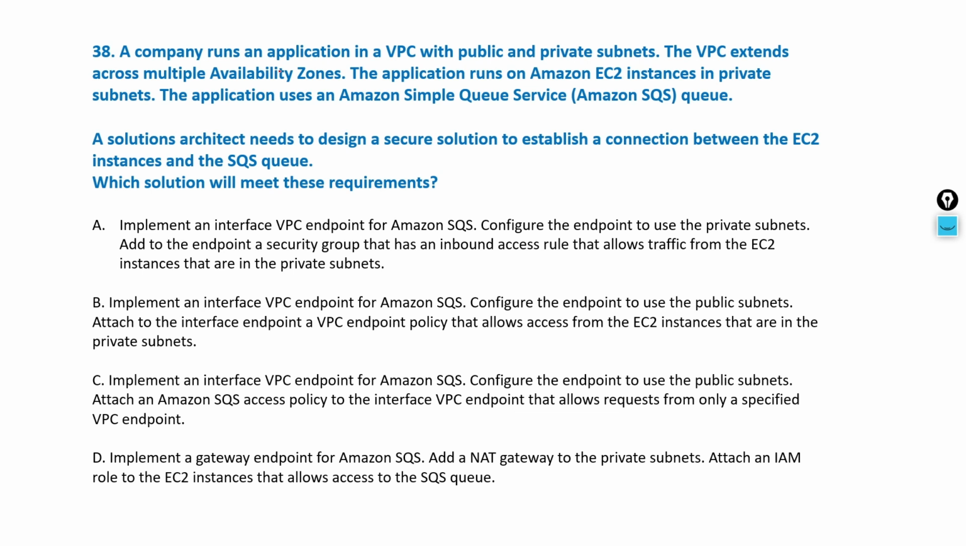Let's go to option 1. Implement the interface VPC endpoint for SQS and configure the endpoint in the private subnet. Okay, see guys, we don't need to go through every option. I will help you. Option D says implement the gateway endpoint. We have two endpoint types: the interface endpoint and the gateway endpoint. The gateway endpoint helps us with S3 buckets and DynamoDB. So we don't need to choose it, because here the EC2 instance needs to connect to SQS.